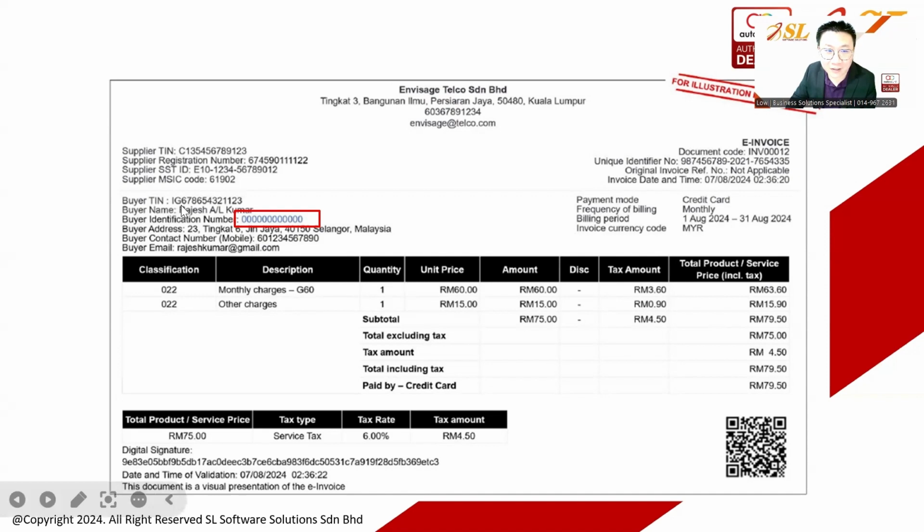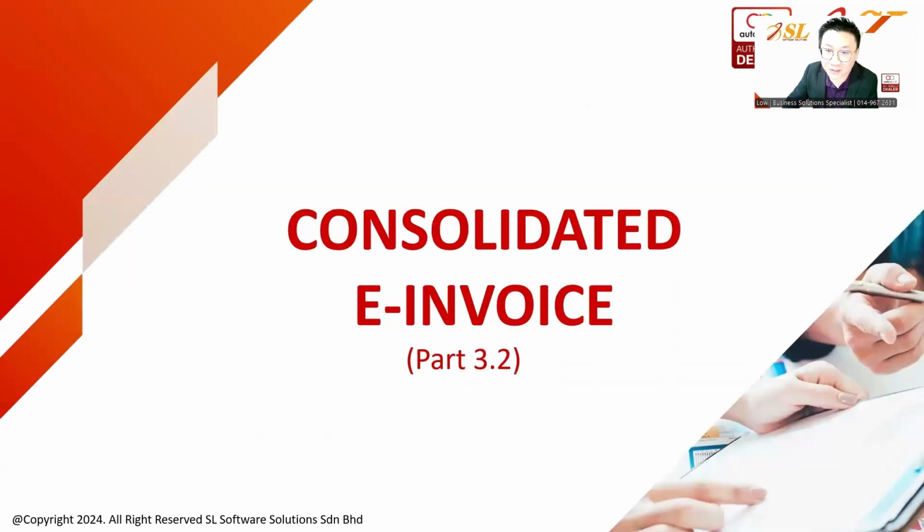And also the TIN number is provided, but the IC number is not provided. So for the IC number, you must put 00000, all together 12 digits of 0. Okay, this is the format. In this case, the IC number cannot be blank. So this is the format of how we fill in our system. Okay, so next, consolidated e-invoice.